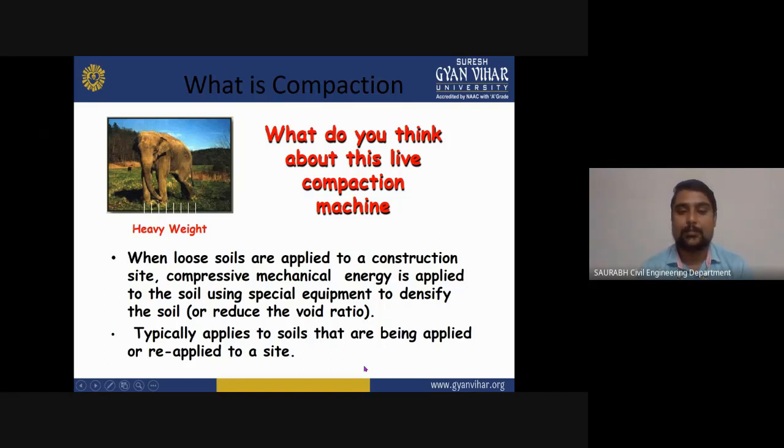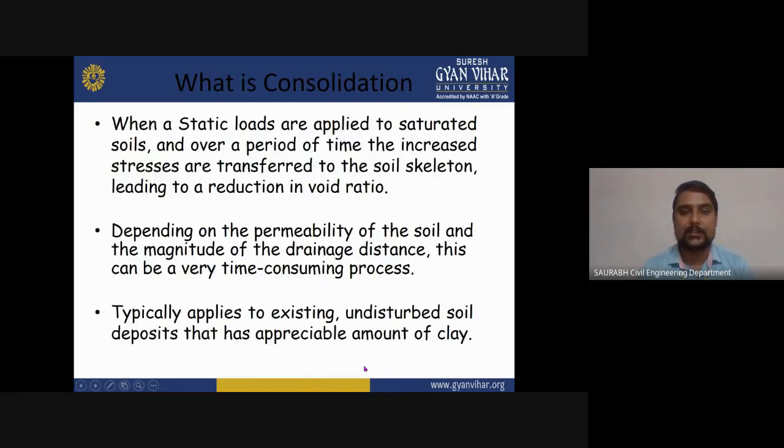When loose soil is applied to a construction site, compressive mechanical energy is applied to the soil using special equipment to densify the soil or reduce the void ratio. It typically applies to soil that is being applied or reapplied to the site.